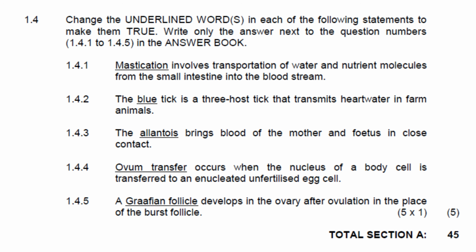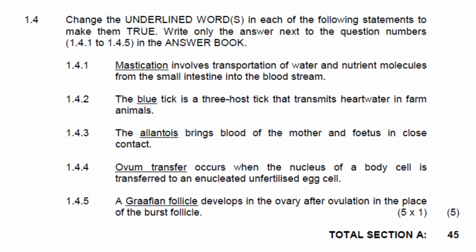Nuclear transfer occurs when the nucleus of a body cell is transferred to an enucleated unfertilized egg. So the correct answer there is somatic, right? Somatic cell nuclear transfer. Ovum transfer is moving fertilized eggs. So nuclear transfer is part of cloning, right?